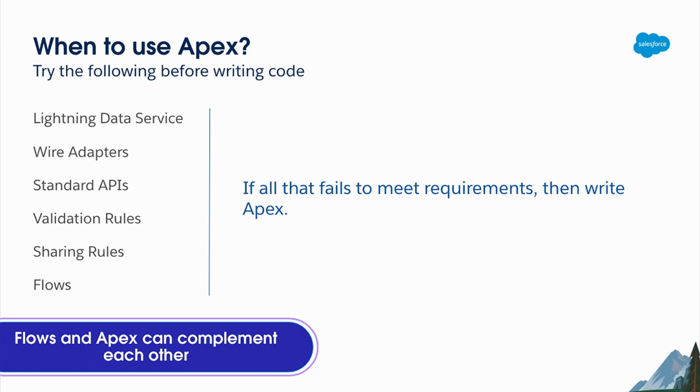So if you're using Lightning Web Components, the first thing that we would recommend is for you to use Lightning Data Service, which is a JavaScript library within Lightning Web Components itself, which can get the data that you need without even having to write Apex. So explore that. Then there are many APIs that you can use. So try and do that. And flows. Now I can't stress this point enough that flows and Apex can complement each other. So don't think of your implementations to be either a flow or Apex. It can be a combination of both.